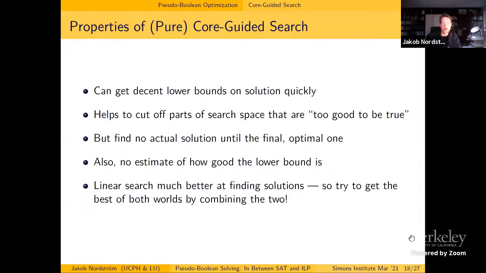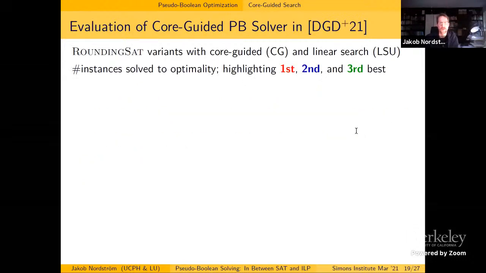So then, what if we try to combine linear search and core-guided search? Wouldn't that be nice? And it turns out that yes, it would be. And the nice thing compared to MaxSAT is that this is much, much cleaner and simpler to do in a pseudo-Boolean setting. So this is something that we did and had in AAAI just a few weeks ago.